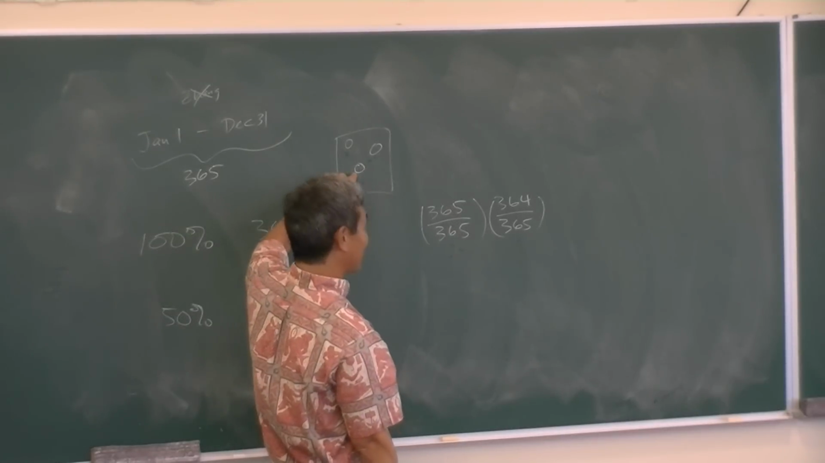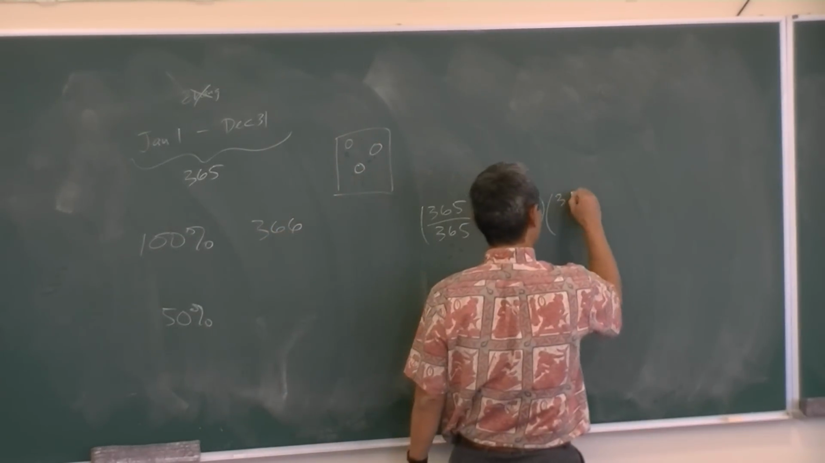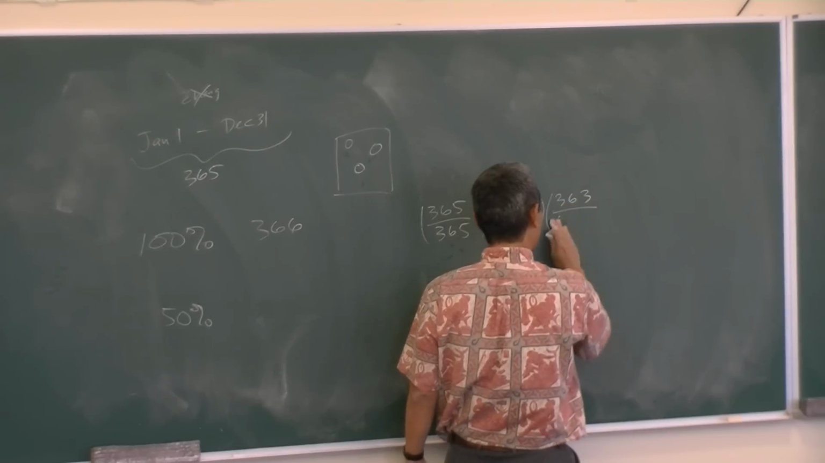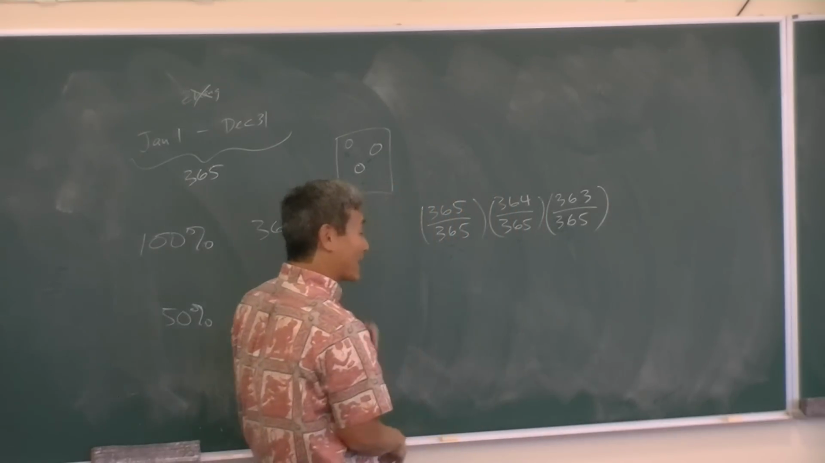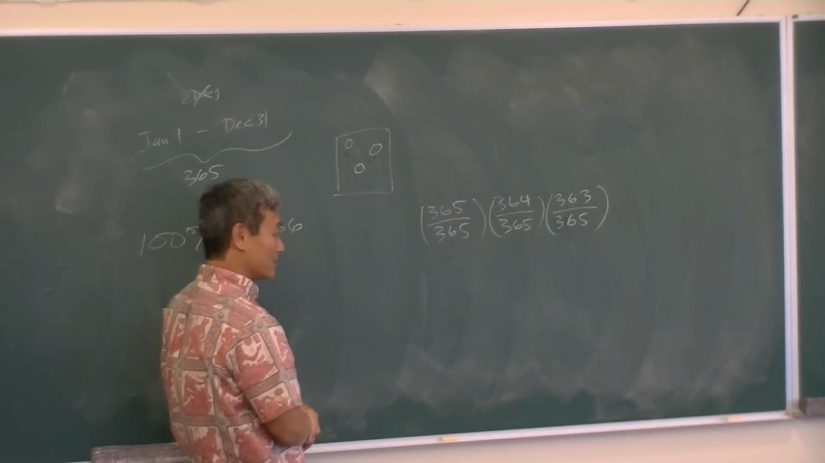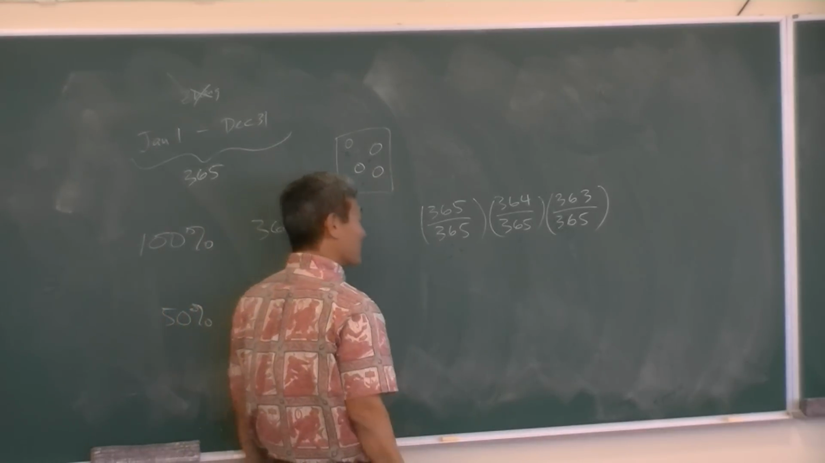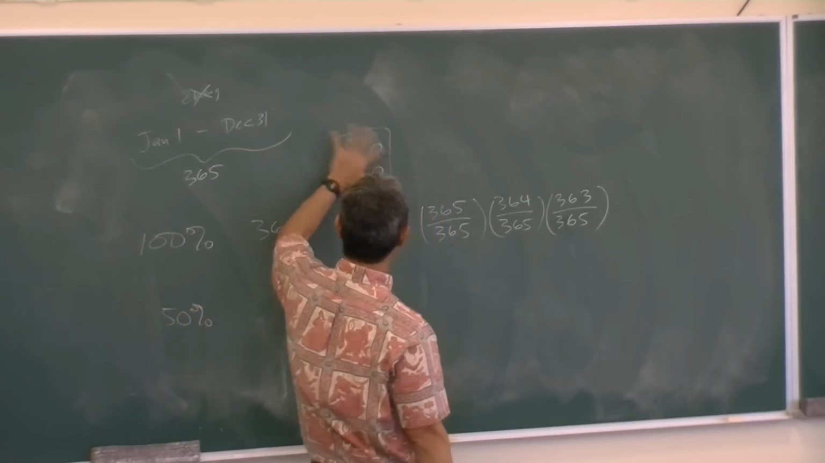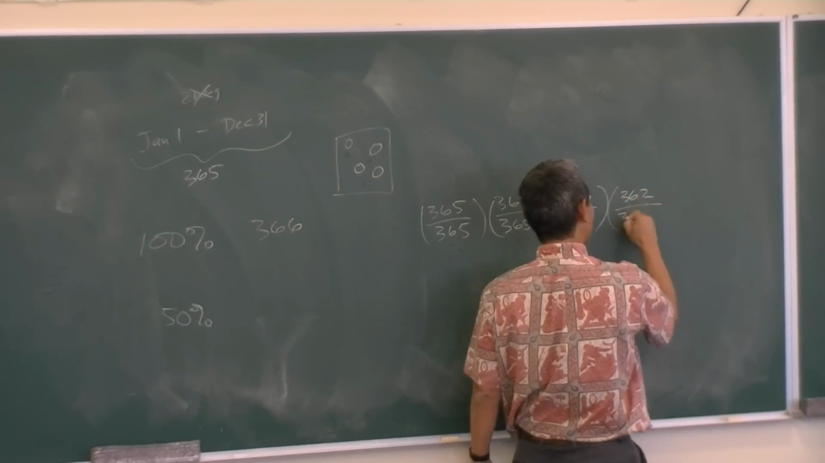What's the probability that this person's birthday is different from the first two people? 363 over 365. If I multiply these three numbers, that is the probability that these three people have different birthdays. Are you starting to see a pattern? Fourth person comes to the party. What's the probability that his birthday is different from the first three? 362.